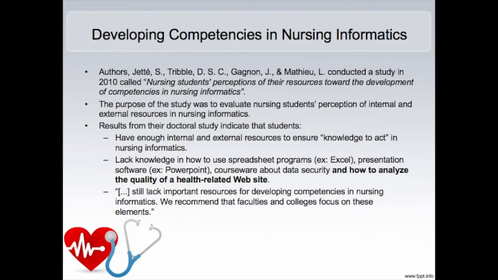A quote from the article states, "They still lack important resources for developing competencies in nursing informatics. We recommend that faculties and colleges focus on these elements."